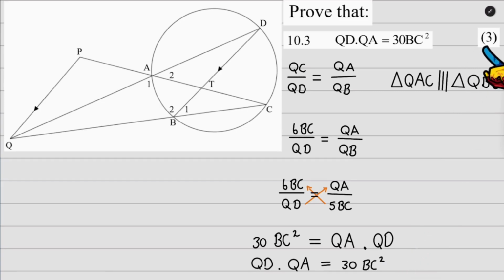Let's have a look where our 3 marks come from. The first mark comes from extracting the ratios from our similar triangles. The second mark comes from the reason for the similar triangles. And the third mark comes from multiplying this 5 BC by the 6 BC to get 30 BC squared.